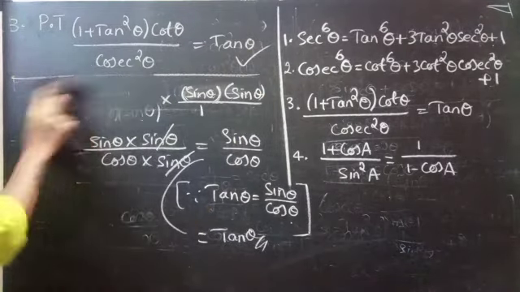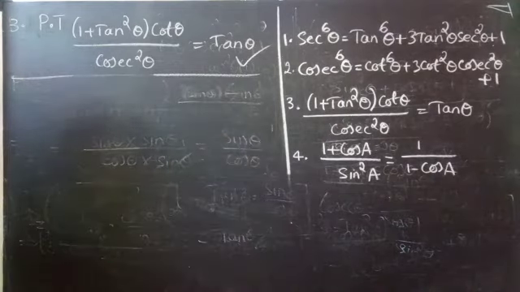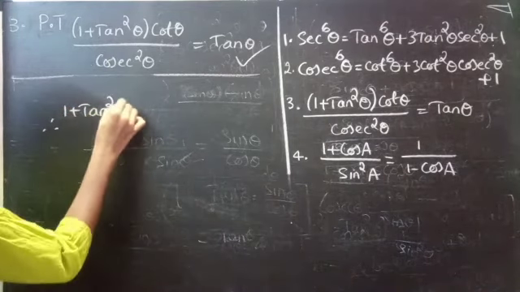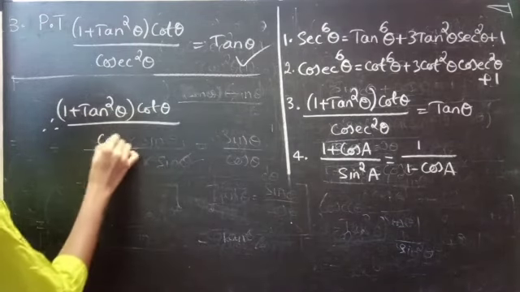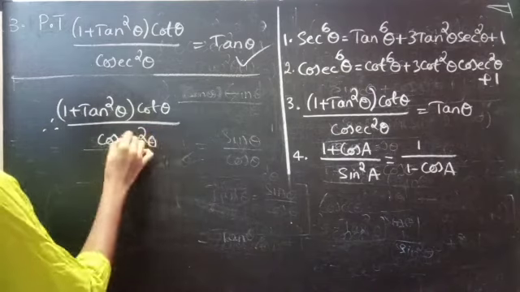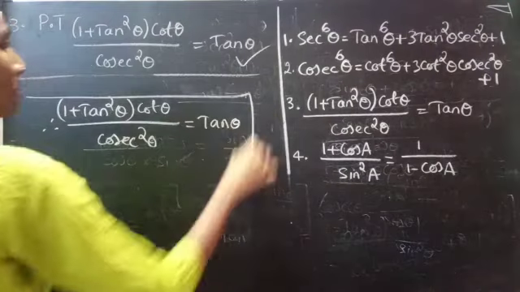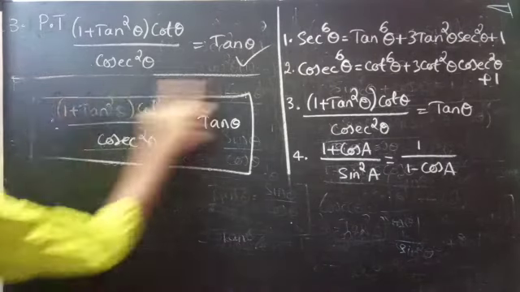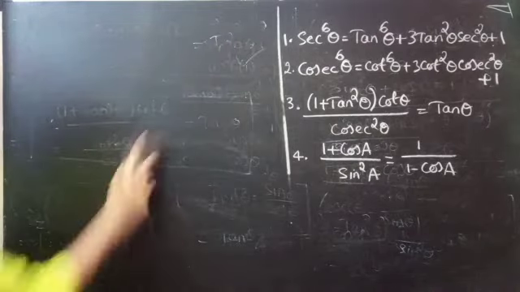Okay. So therefore 1 plus tan square theta into cot theta divided by cosecant square theta equals tan theta. So this completes the third property. Now let's see the fourth property. Fourth one.